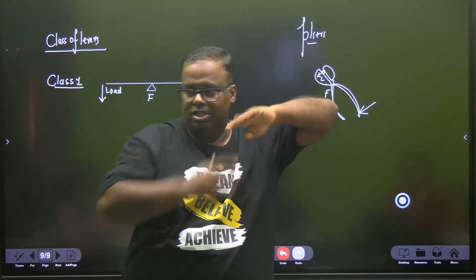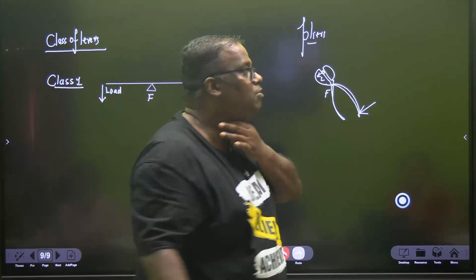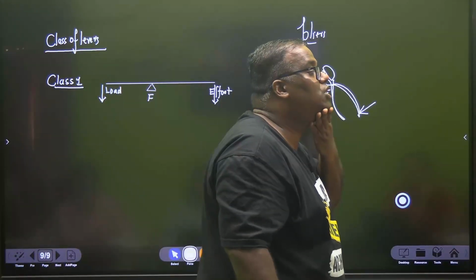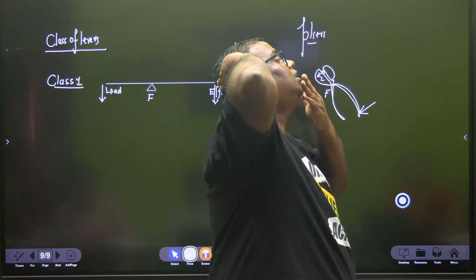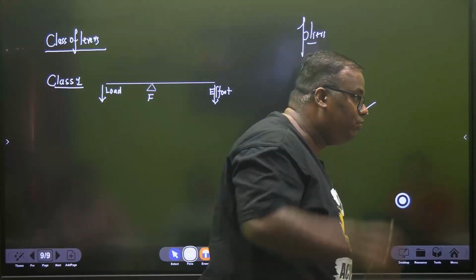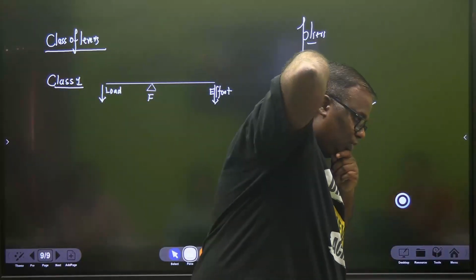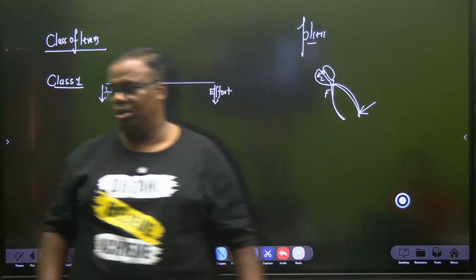Got it? Human body, the nodding of the head. Look, I'm showing. If I want to raise my chin, I have to put my head down. You put your head down. At that time, my chin wants to come down. To lift the chin, this is force downwards. I am also applying a force downwards. So this is a class 1 lever on the human body.